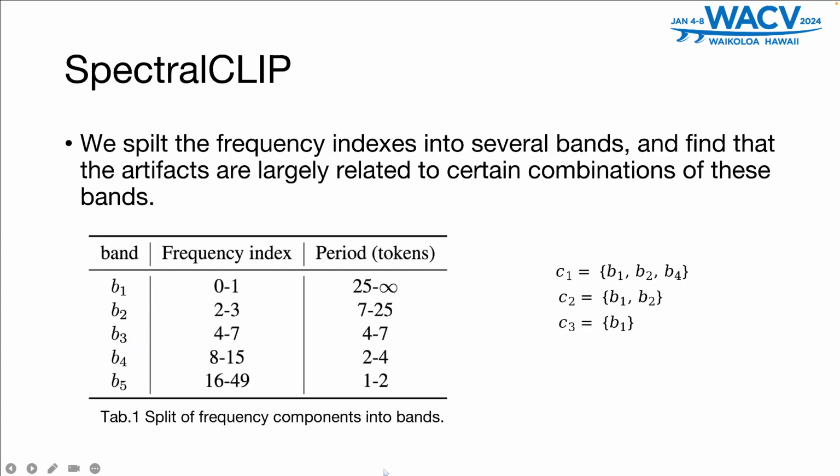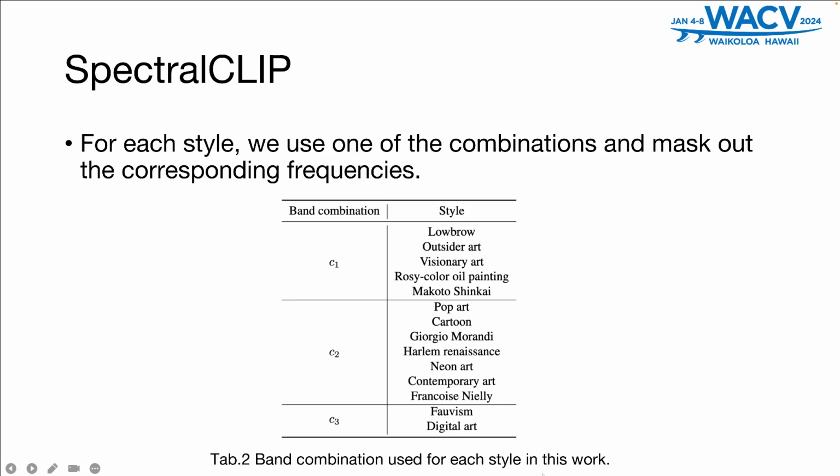To simplify our method, we split the frequency components into 5 bands, following the previous work of spectral analysis on BERT representations. Empirically, we find that the artifacts are highly related to 3 combinations of the bands, just as shown on the right. For each target style, we use one of the combinations and mask out the corresponding frequency components. In order to select a suitable combination for each style, we use a single content image and choose the combination that leads to the cleanest output image based on visual inspection.